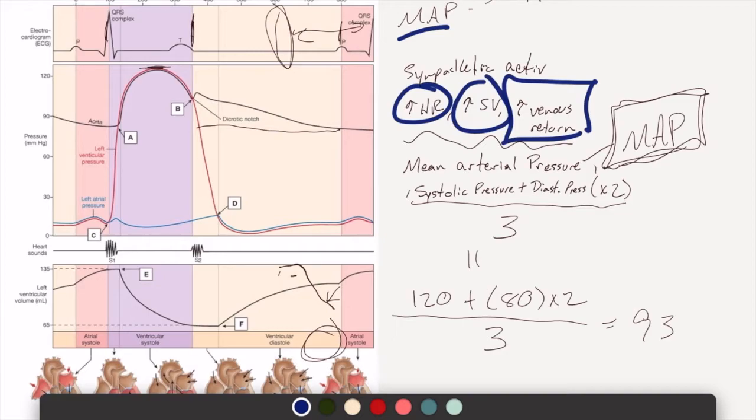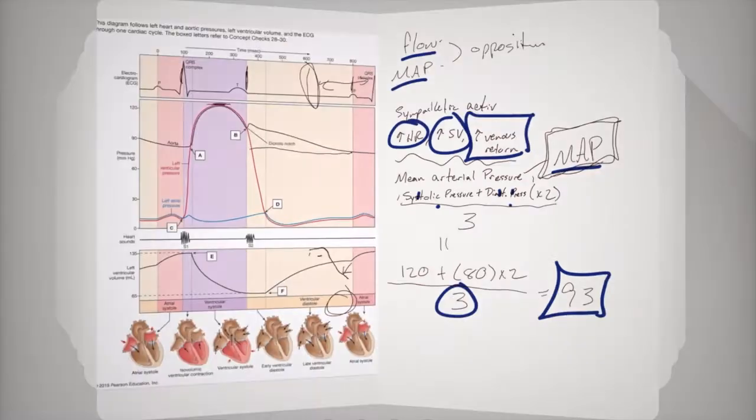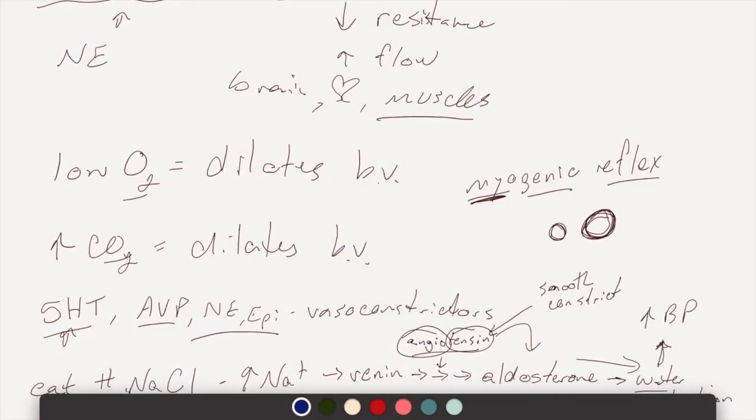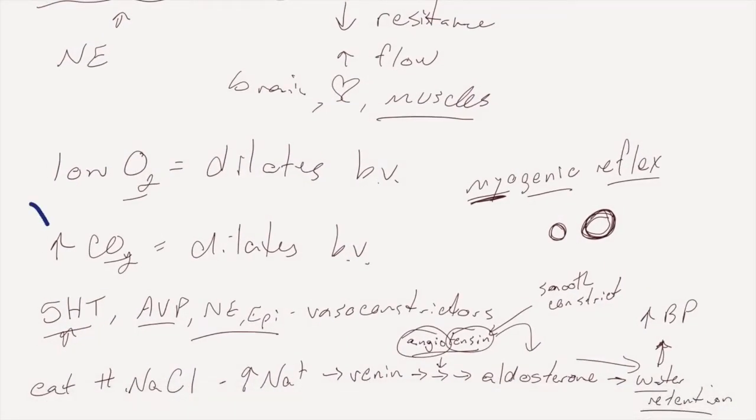We talked about mean arterial pressure, just defining it as systolic pressure plus 2 times the diastolic pressure. And the reason we double diastolic pressure is because it lasts twice as long as the systolic phase. And divided by 3 because you have 1, 2, 3 units here, and we get a mean arterial pressure.